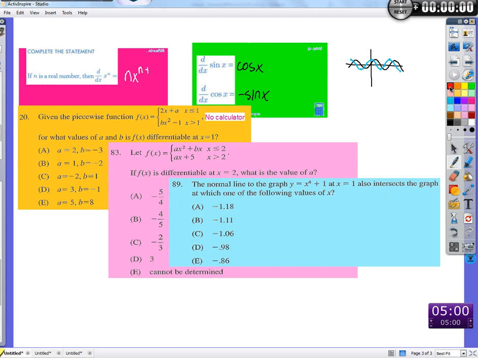Wait, so there are questions like those on the AP test, just asking that? Oh, it does. Those first two, probably not. Okay, I was like, those are super simple. Piecewise functions are stupid. Differentiable means it has a derivative. Piecewise function.